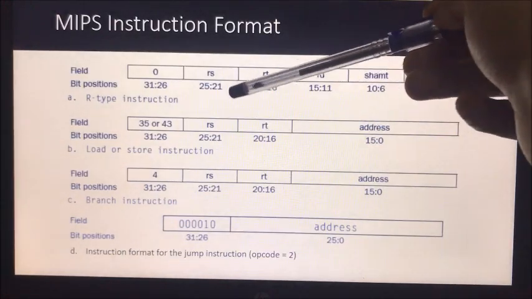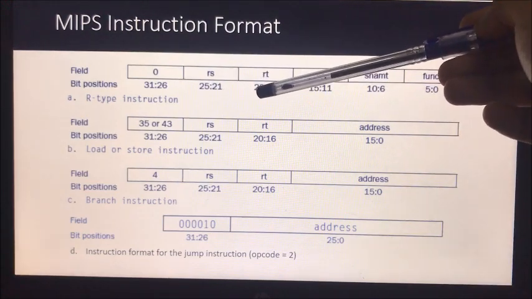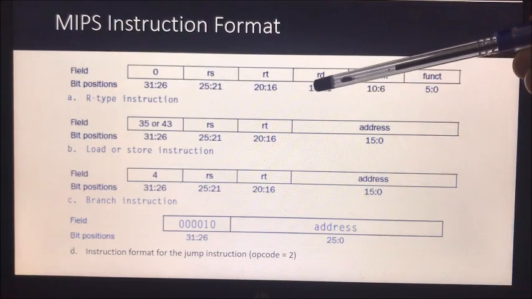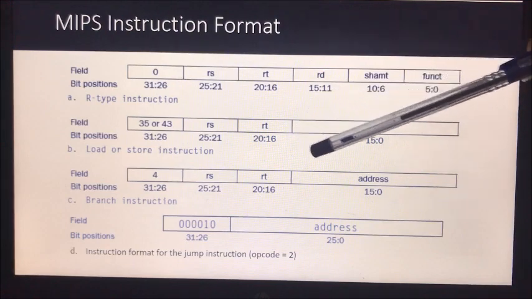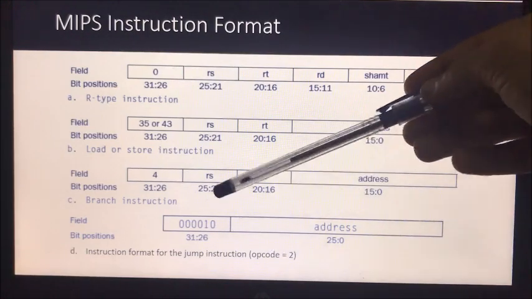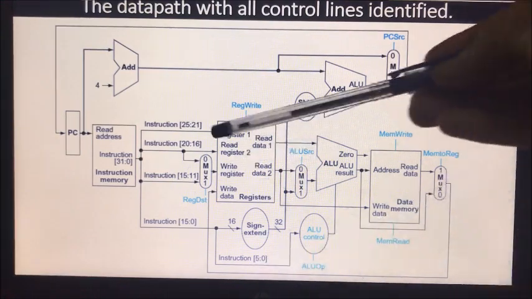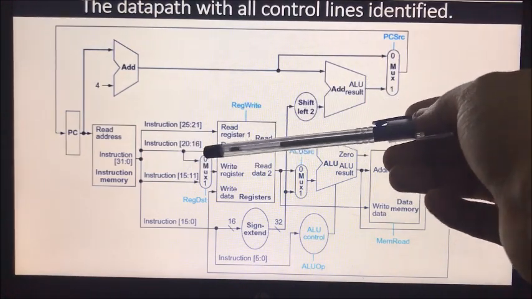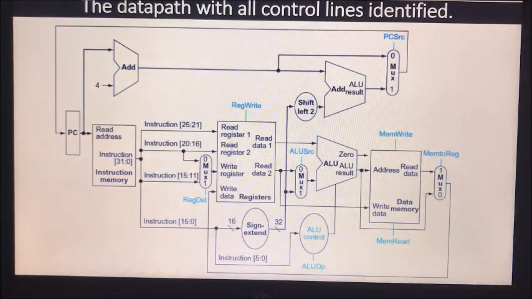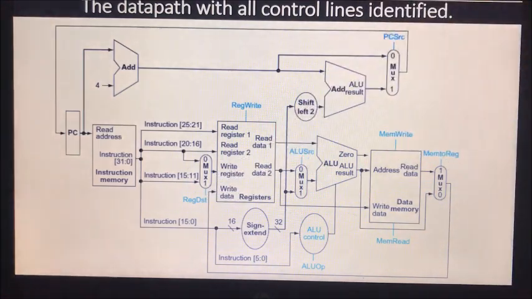If you see in the arithmetic and logical instruction, 21 to 25 is the first source, 16 to 20 is the second source, 11 to 15 is the destination operand value, and 0 to 5 is the function operation value, which is the control signals for the ALU. Now you can see here the ALU control has 0 to 5, 21 to 25 is the first read register, 16 to 20 is the second read register, and 11 to 15 becomes the destination register in the case of ALU operations or R-type instructions.